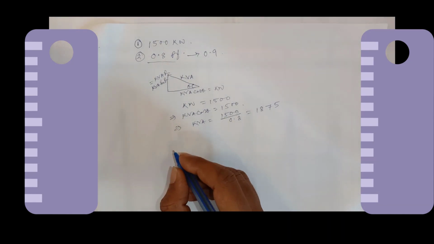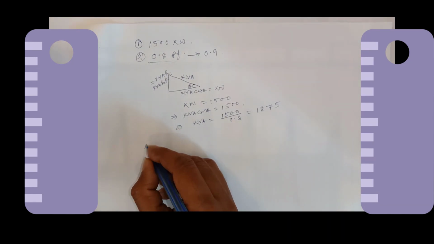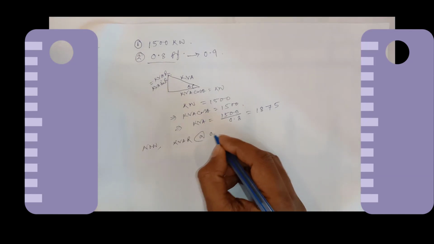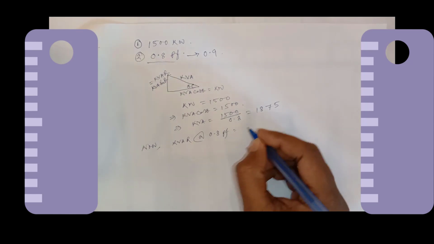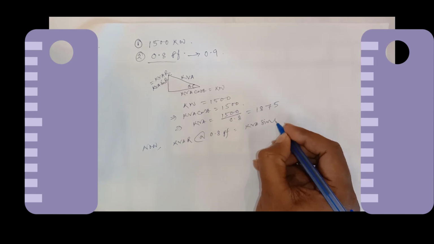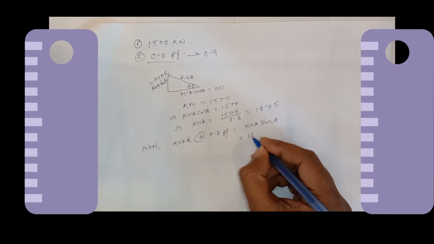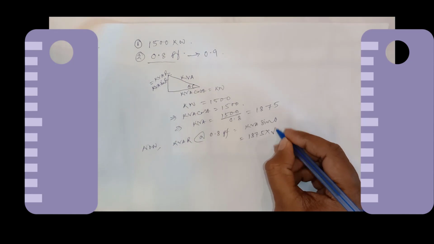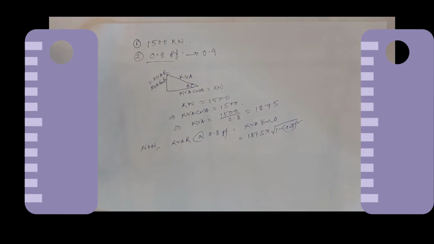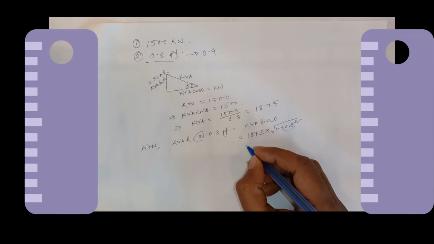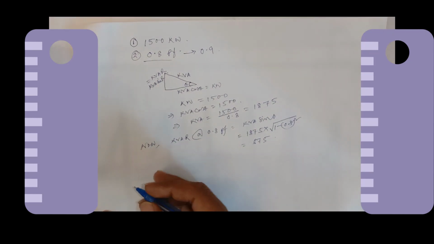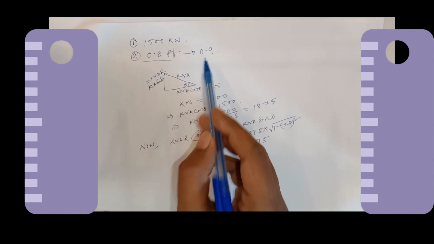Now kVAR at 0.8 power factor is equal to kVA sin theta. kVA is equal to 1875 into sin theta, which is the square root of 1 minus cos square theta, which is 0.8 square. This will be 1125. Now we want to increase the power factor to 0.9.